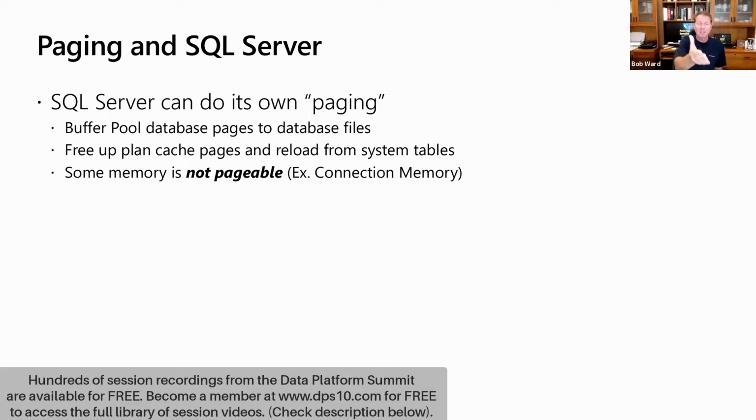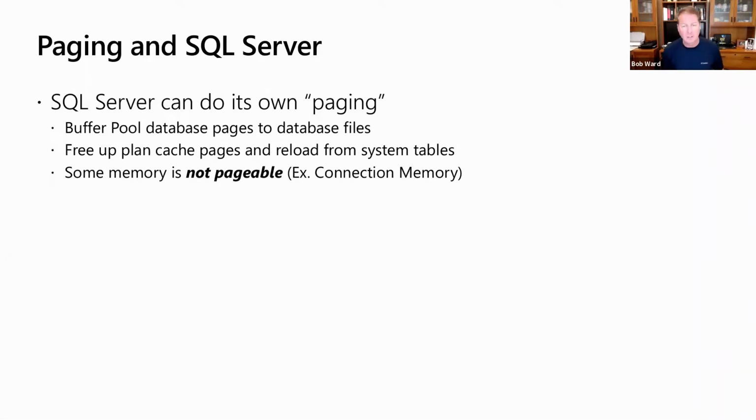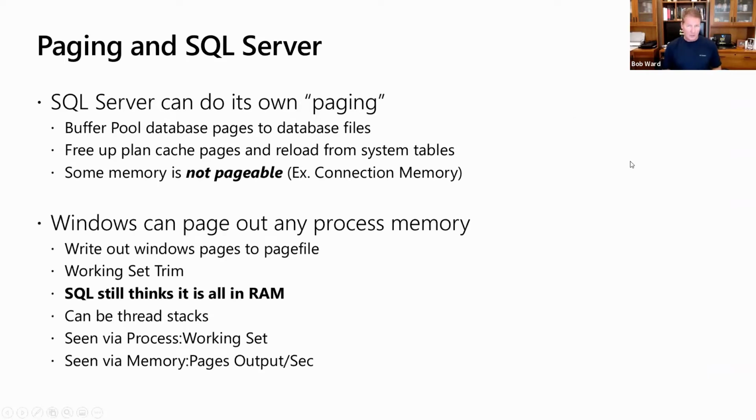But again, some memory is never pageable, like connection memory. We don't have a file laying around to say, oh, flush out the connection structure to disk and then bring it back in when you need it. Windows as an operating system, and the same thing applies to Linux, can page out process memory. Now, this is specific to Windows, because Linux has a few differences, which I'll mention a little bit. They don't have this concept of working set trim. They do something different, but some of these concepts will apply.